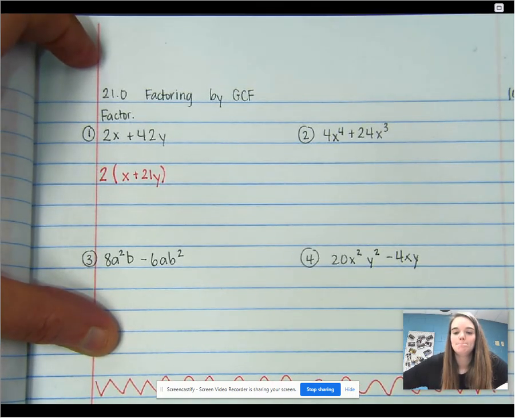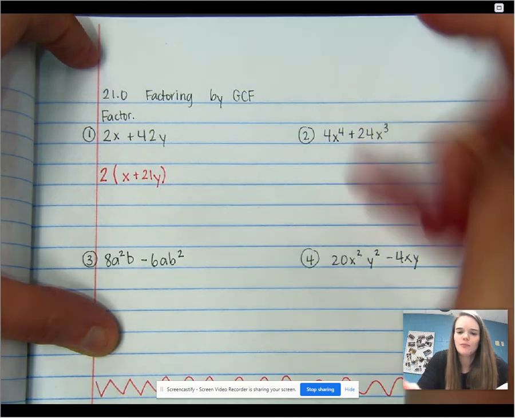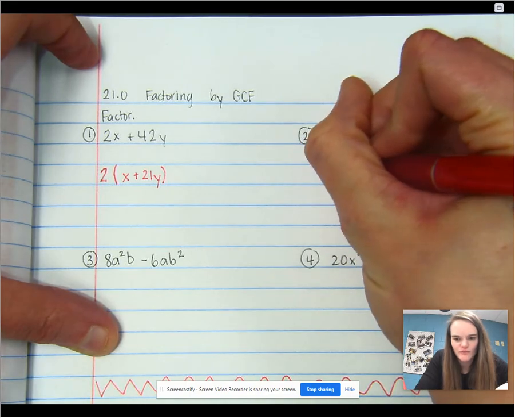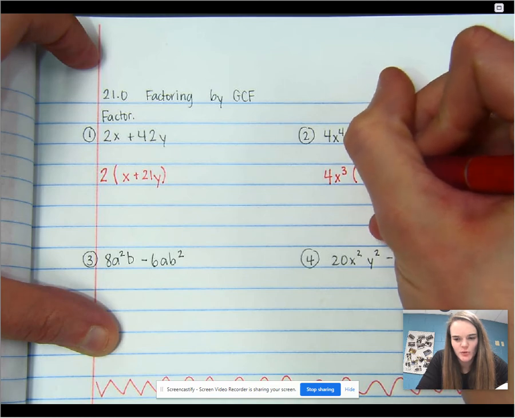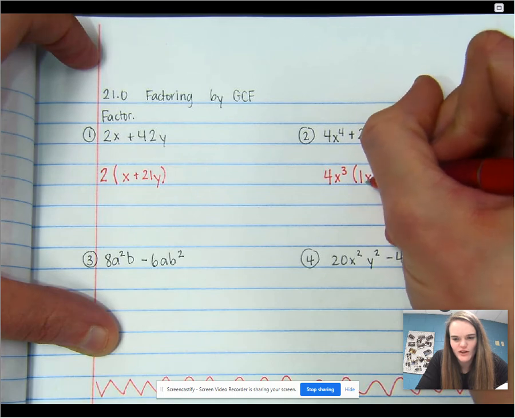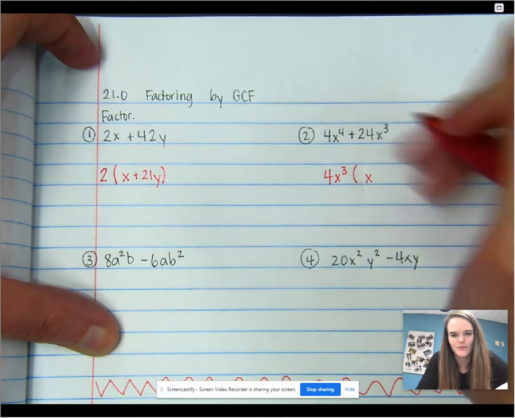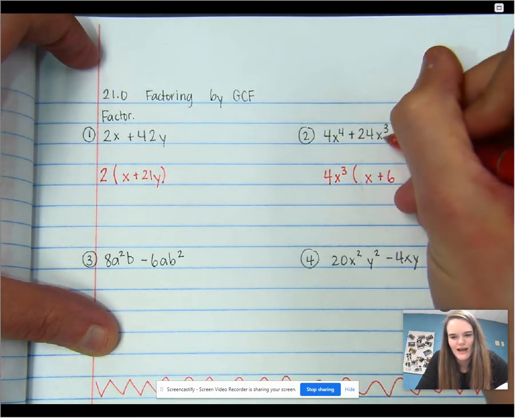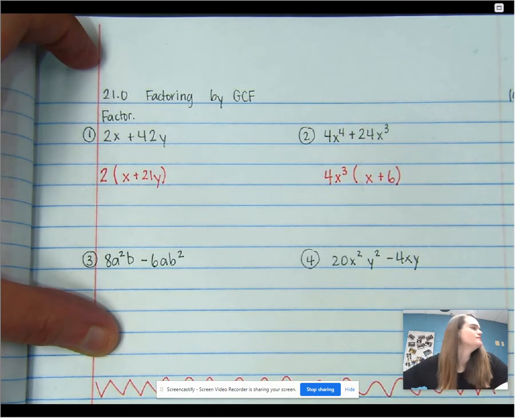Number 2, we can take out 4 from both and x to the 3rd, since they're both the same. So 4 divided by 4 is 1. If you need to put a 1, if you don't need to put a 1, don't. You had 4, you took out 3, so you still have 1 of these x's left. I don't like putting the 1 in front, but you can, but I'm going to erase mine. 24 divided by 4 is 6. We had x to the 3rd, we've taken out x to the 3rd, so we don't have any x's left.